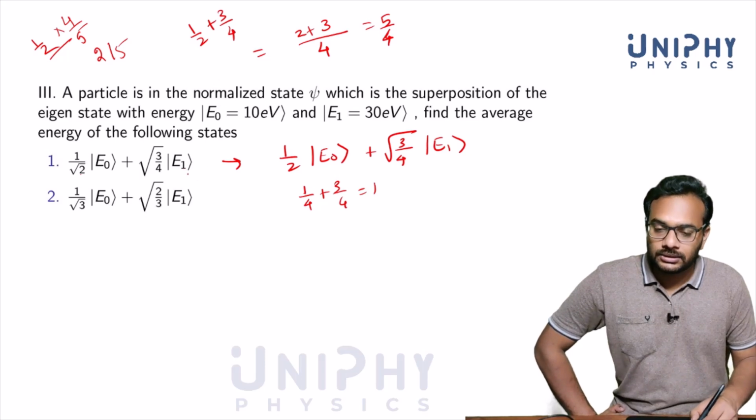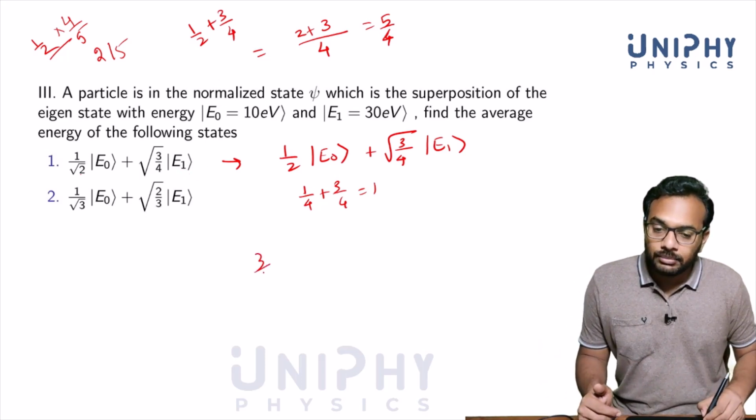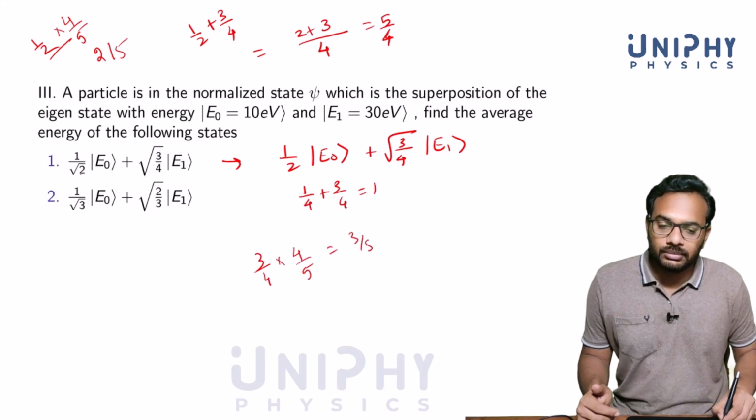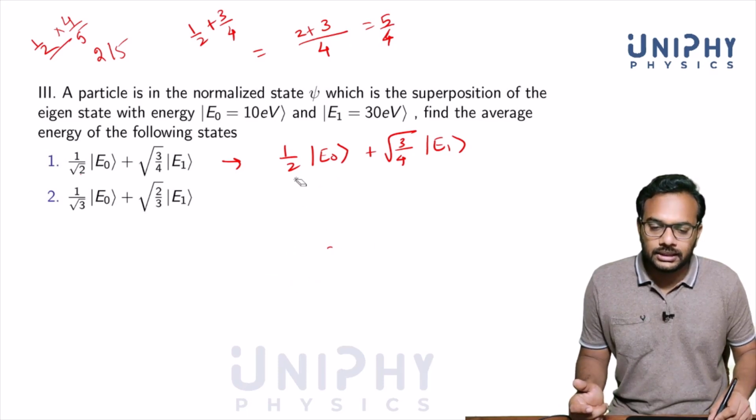Similarly, the probability for finding an energy E1 would be 3 by 4 multiplied by 4 divided by 5, and that would be equal to 3 by 5. So this is how we do such problems. So let's continue with the answer.